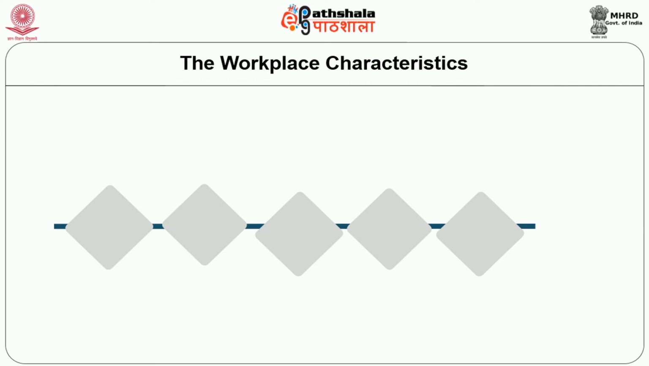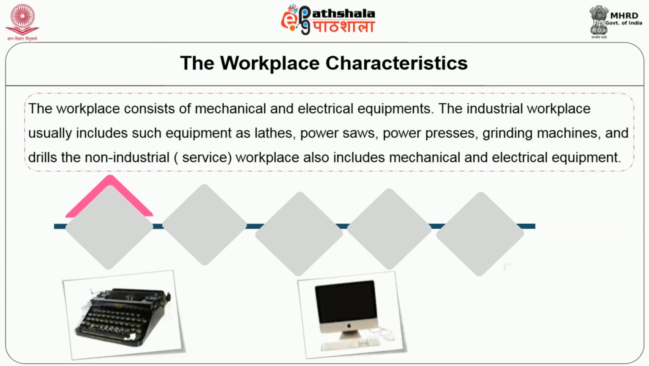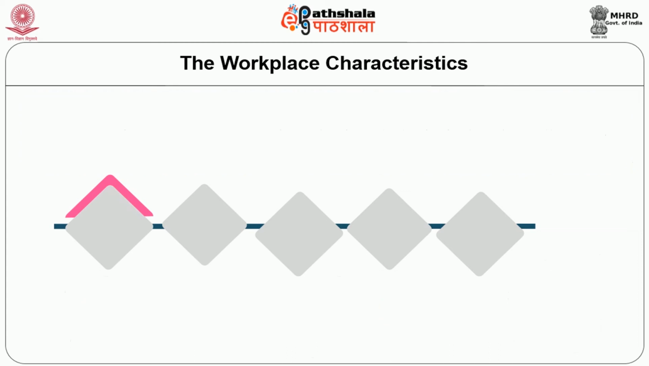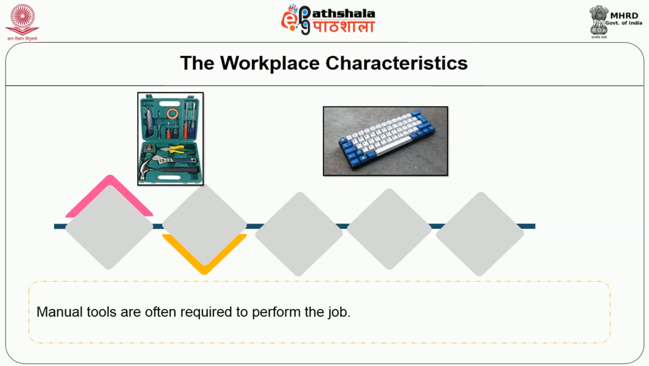Now, the workplace characteristics. Most workplaces have the following 5 characteristics in common. The workplace consists of mechanical and electrical equipment. The industrial workplace usually includes equipment such as lathes, power saws, power presses, grinding machines and drills, and the non-industrial service place also includes mechanical and electrical equipment. Examples of equipment used in a non-industrial workplace include typewriters, computers, and copy machines.